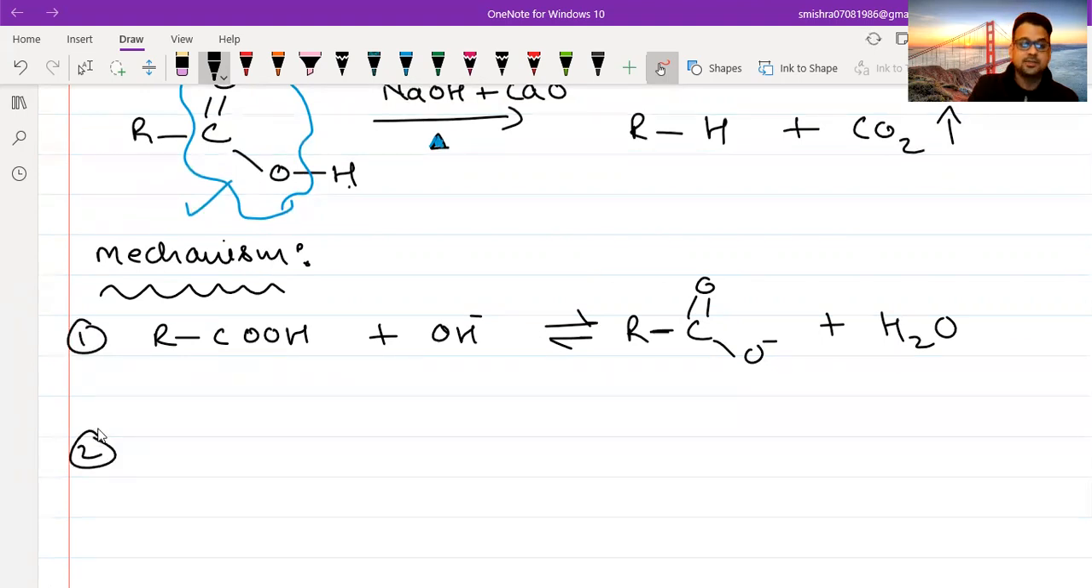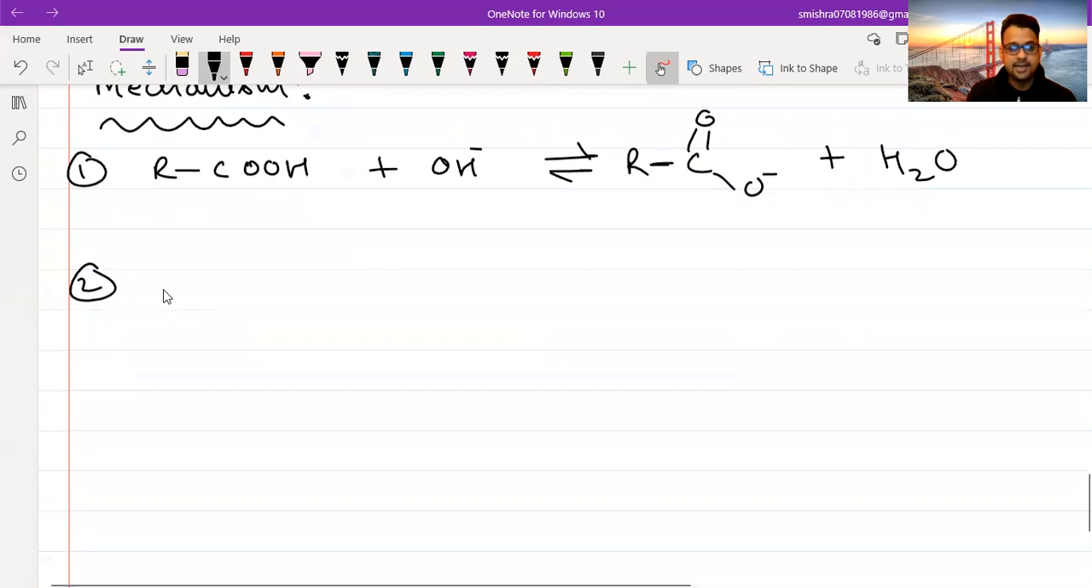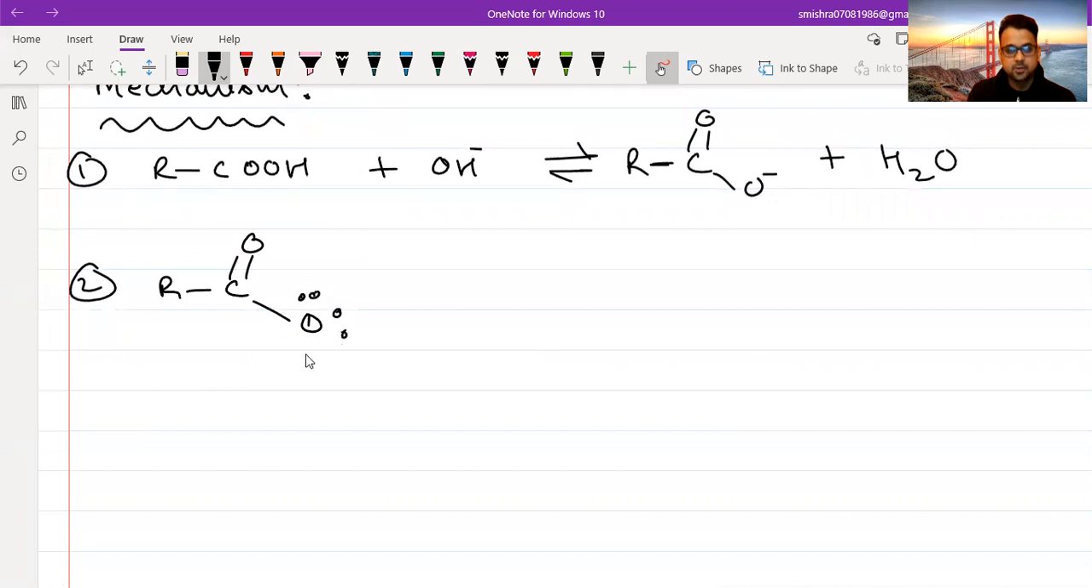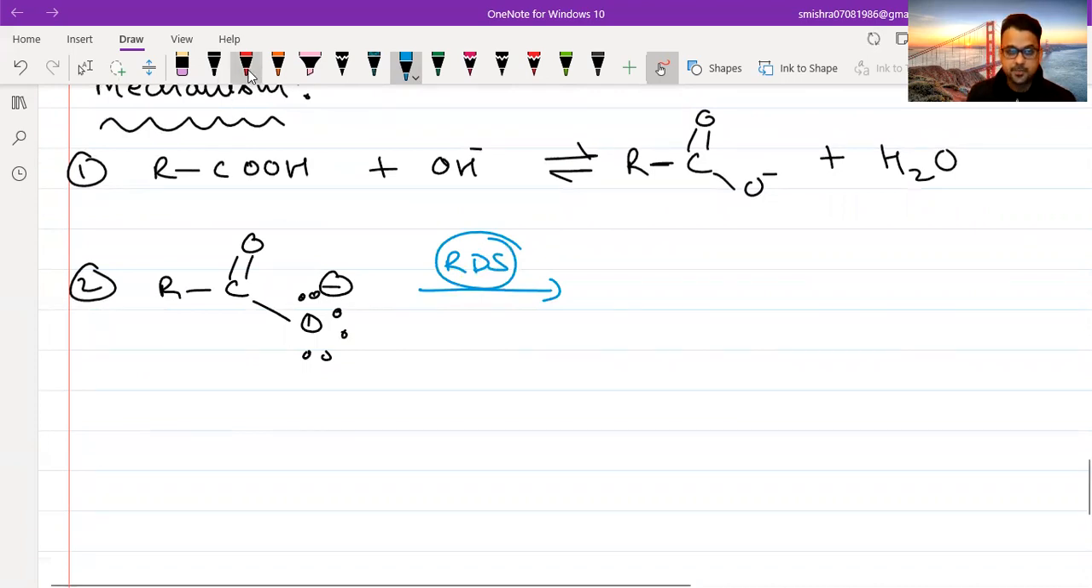The second step, my dear students, is the most crucial step of the reaction. In the second step we have RCOO minus. This is your O minus. This particular step is also the rate determining step, which is the slow step. This is the most crucial step of the reaction. Now this oxygen is negatively charged. It is not very stable. It is not very happy. So basically this oxygen tries to revert its lone pair into formation of a pi bond.